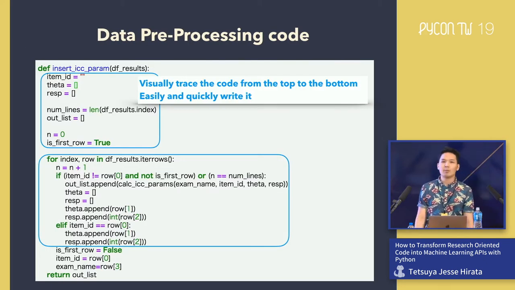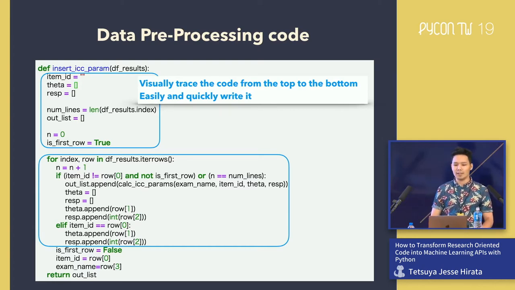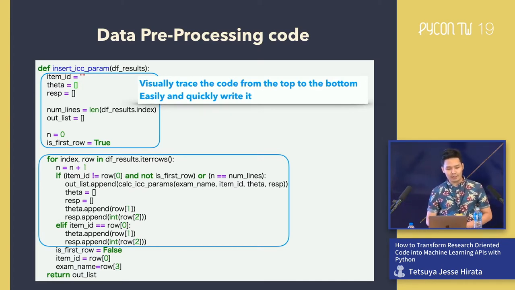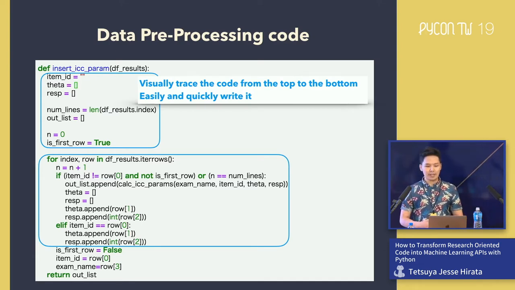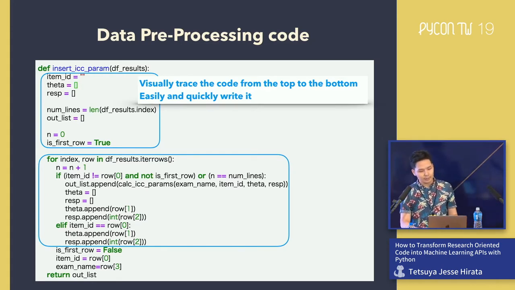This is an example of data pre-processing code written by researchers or data scientists. This function seems long, and the code uses an empty list, a for loop, and if statements. But this allows researchers or data scientists to visually trace the code from top to bottom and write it easily and quickly.